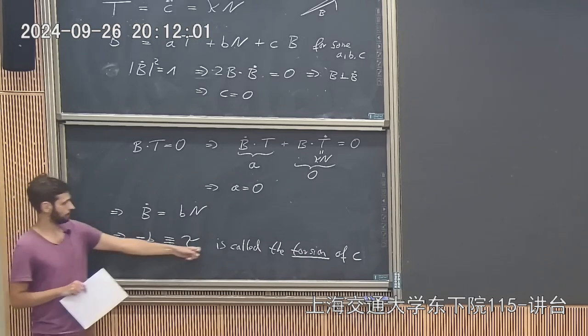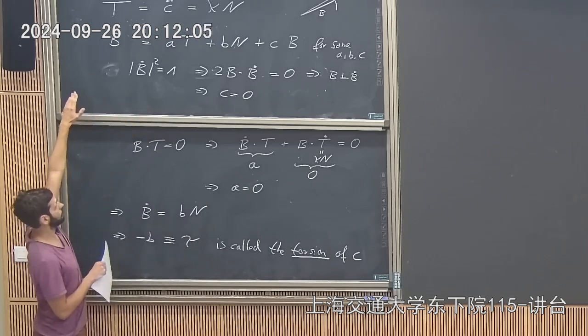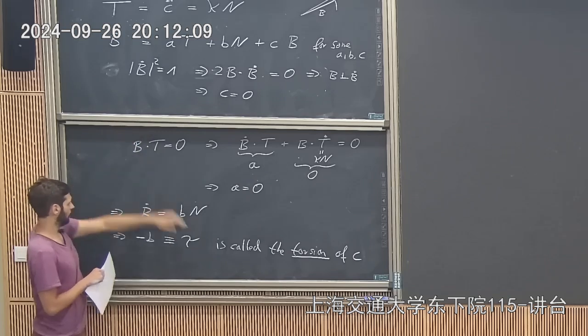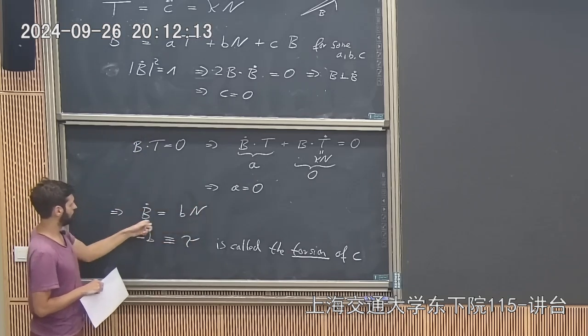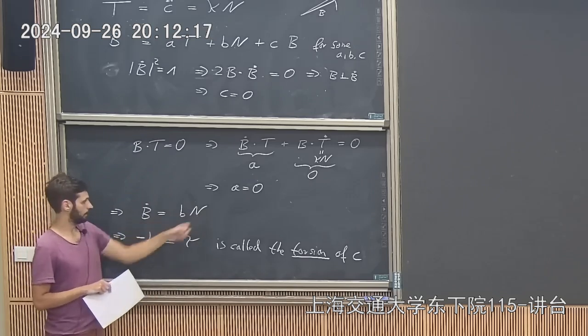So the important part is that the curvature measures how the tangent vector field behaves in relative direction to the n, and the torsion of the curve tells you how this binormal vector field is behaving in n direction.